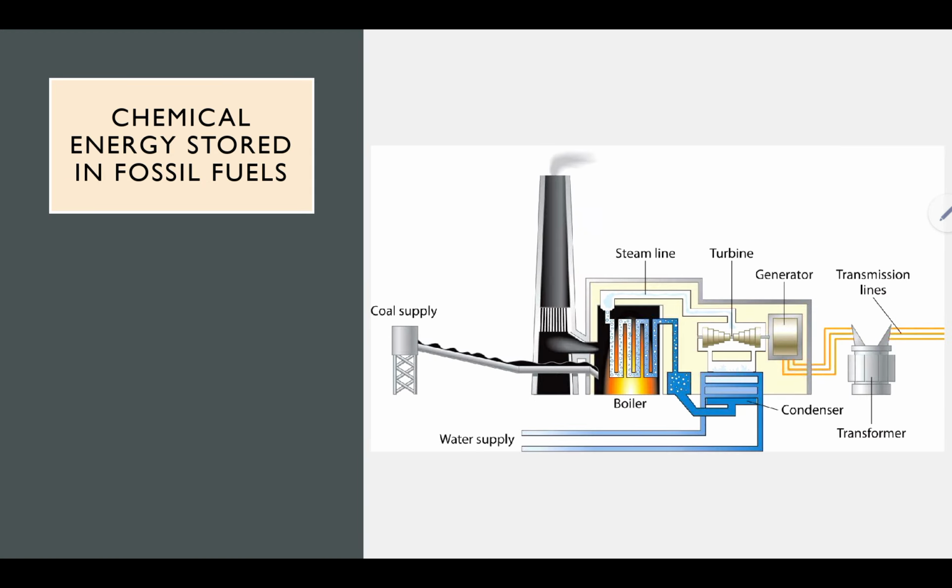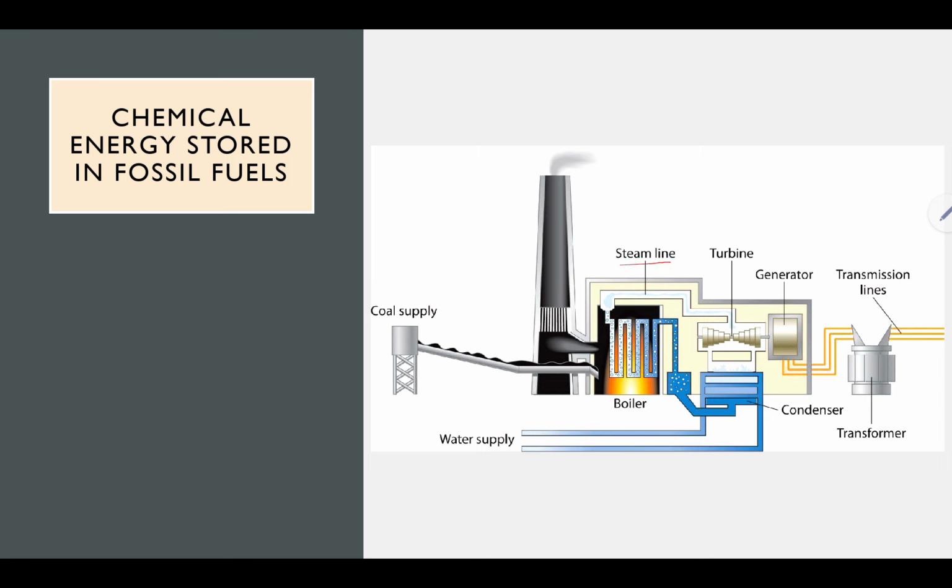Let's start with fossil fuels. How do fossil fuels work? Coal, or any fossil fuel, is supplied to a boiler where it's heated up. Now, there's a tube of water that is passed on from my water supply. So the water supply is over here. It supplies the water. The water moves on to the boiler, heats up, so the steam coming out from the heated water goes through the steam line, moves on to the turbine.